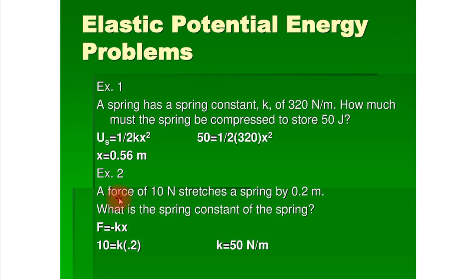Similarly, there is another problem. A force of 10 newtons stretches a spring by 0.2 meter. What is the spring constant of the spring? F is equal to minus kx. As previously said, in this case the negative sign can be neglected. F is equal to kx. K is equal to 50 newton per meter. This is the value of the spring constant. This is a very simple problem.